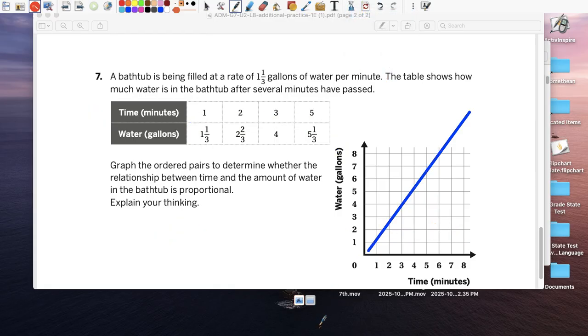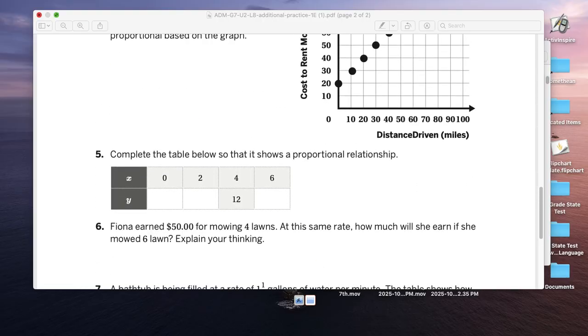Okay. Is that it? Yeah, that's it. Super simple, no?